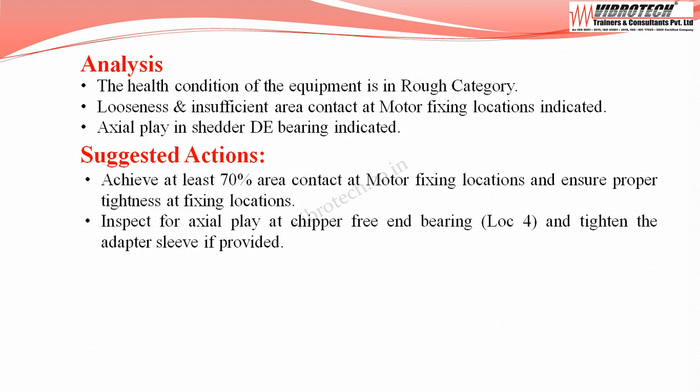The equipment is analyzed to have looseness and insufficient area contact at the motor fixing locations, and axial play at the shredder non-drive end bearing indicated. Achieve at least 70% area contact at motor fixing locations, and ensure proper tightness at fixing locations. Inspect for axial play at the shredder free end bearing, and tighten the adapter sleeve if provided.